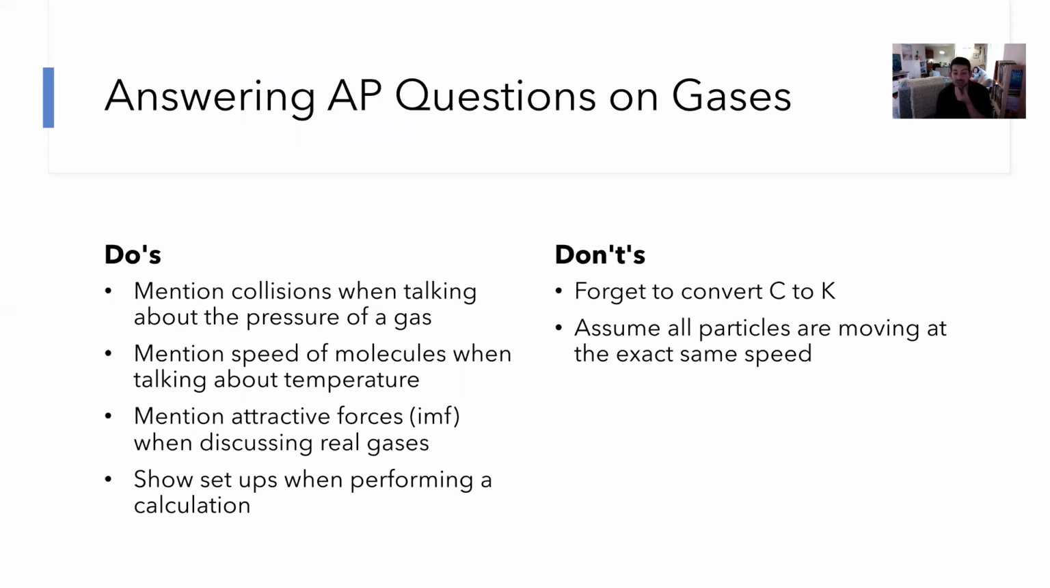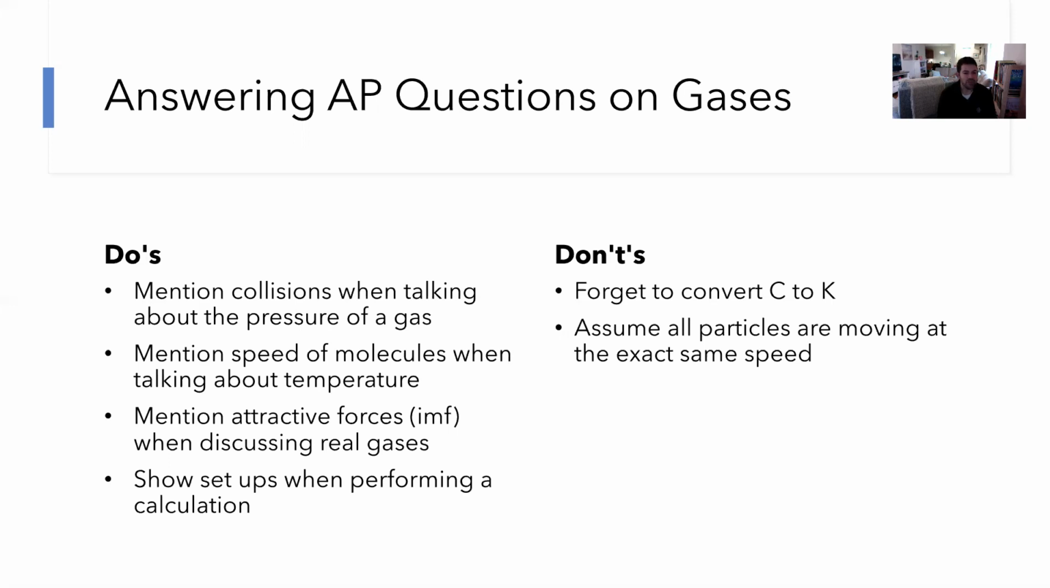Do mention speed of molecules when talking about temperature. If we've increased the temperature of a gas, the molecules are now moving faster. If we decrease the temperature, molecules are now moving slower. Mention attractive forces when discussing real gases. All right, if we're worried about why something's deviating, talk about the attractive forces going on between the gas particles. Remember, the more polar molecules will deviate more from ideal behavior, right? The more nonpolar gases will behave more ideally.